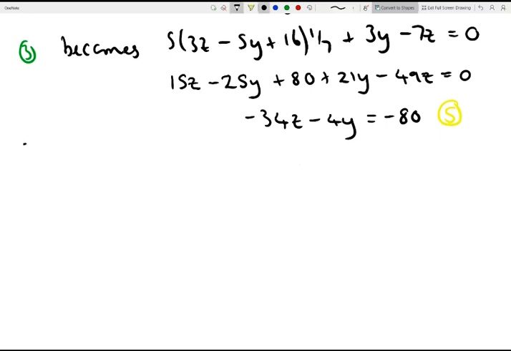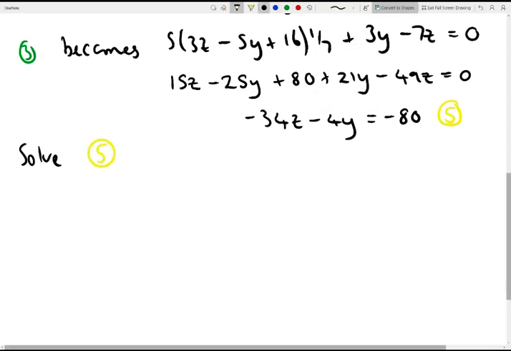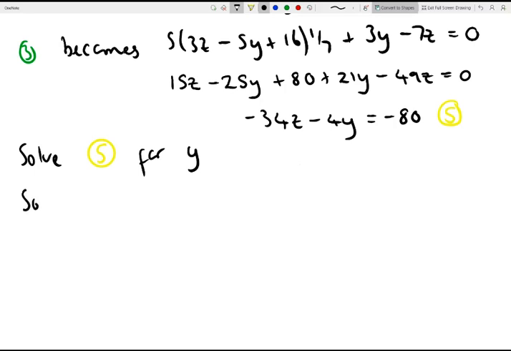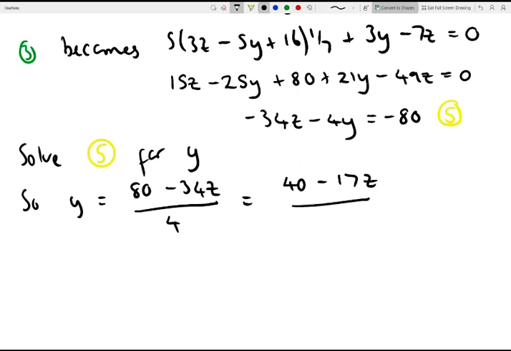So let's go ahead and solve equation 5 for y. So y is going to be 80 minus 34z over 4. And dividing top and bottom by 2, we've got 40 minus 17z over 2.